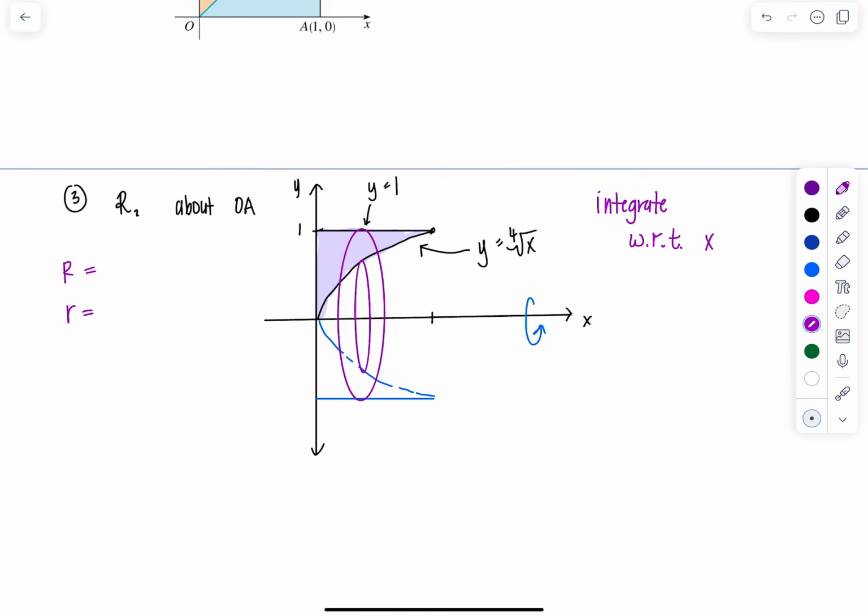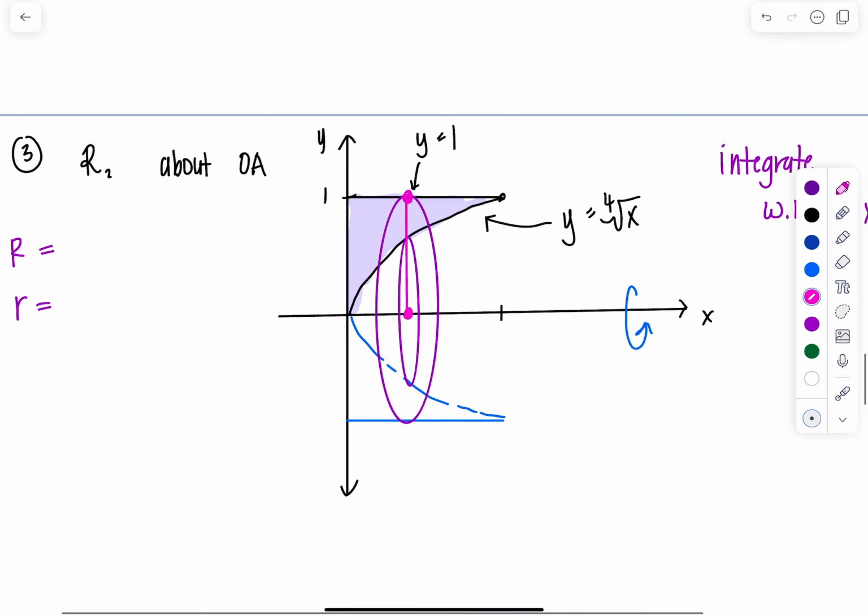Okay, so for outer radius, it always goes from axis of revolution to the outer edge of the solid, yeah? Okay, to figure out the outer radius, again, top minus bottom. What's bounding the outer radius on the top? The line y equals 1. What's bounding it on the bottom? Y equals 0. So outer radius is going to be 1 minus 0, which is just 1. It doesn't involve the function, the 4th root of x.